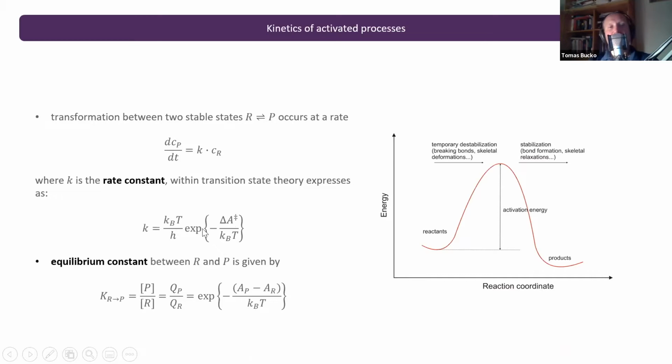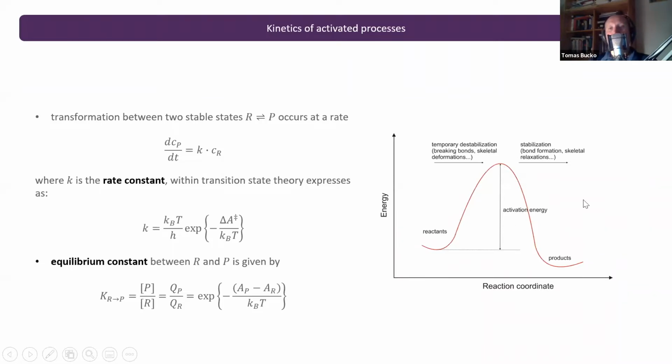If you look at that, you see that in addition to physical constants and temperature, there is only one physical quantity, which is free energy of activation. What is that? If you look at a typical energy profile, be it free energy or potential energy, it typically looks like that. The stable states are confined within certain kinds of valleys, which are separated by a barrier.